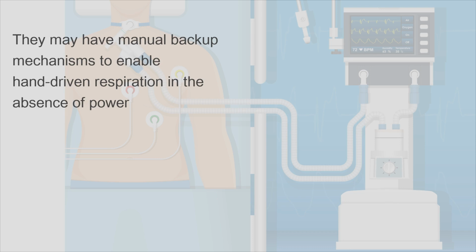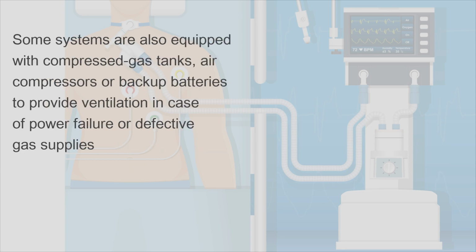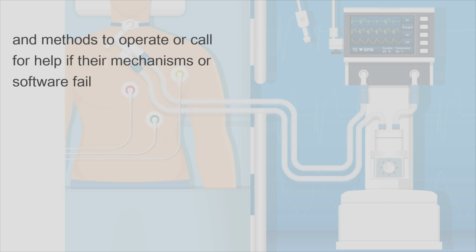They may have manual backup mechanisms to enable hand-driven respiration in the absence of power. They may also have safety valves, which open to atmosphere in the absence of power to act as an anti-suffocation valve for spontaneous breathing of the patient. Some systems are also equipped with compressed gas tanks, air compressors, or backup batteries to provide ventilation in case of power failure or defective gas supplies, and methods to operate or call for help if their mechanisms or software fail.